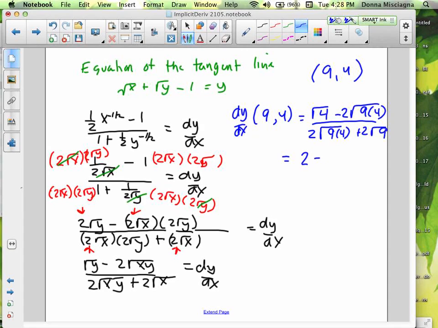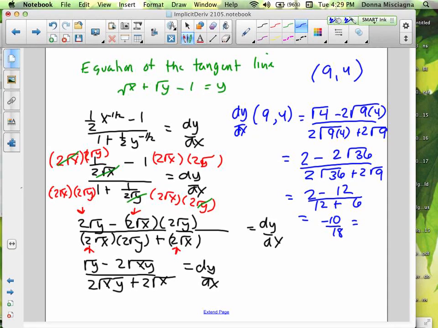That'll be 2 minus, 9 times 4 is 36, right? And 2 times, well, I'll write it out. I don't want to lose anybody. Okay, so 2 square roots of 36 plus 2 square roots of 9. Now I'm going to simplify it. All right, is 2 minus, that's 6 times 2, so that's 12, over 2 times 6 is 12, plus 2 times 3 is 6, so that's going to just give us negative 10 over 18, which is going to reduce to negative 5/9. That's our slope.